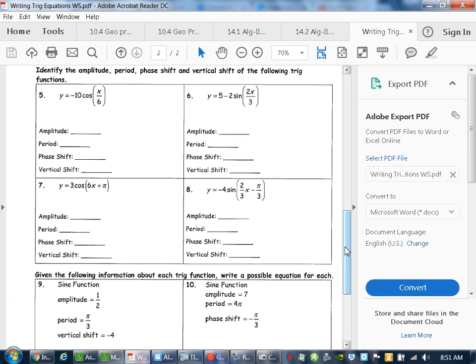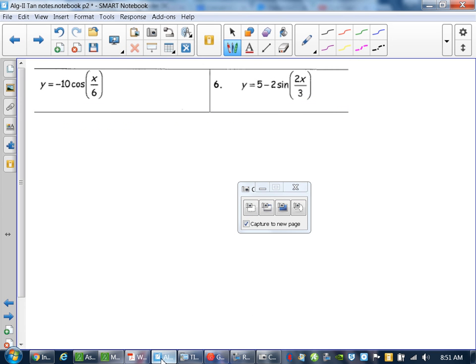Let's see. So identify the period, phase shift, and all that fun mumbo jumbo. If I look at this one, since my b value is hiding in the parentheses, I have to bring that out. So this is going to be a -10 cosine of 1/6 x. That's not bad. So the period here is 2 pi over 1/6, otherwise known as 12 pi.